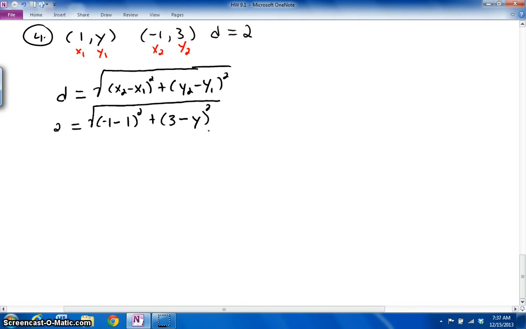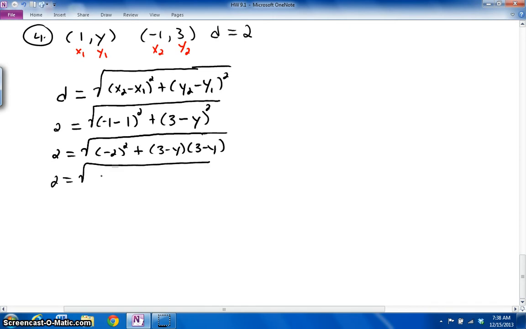Now we're going to simplify some of the math underneath the radical sign so we can solve this. Alright, so negative 1 minus 1 is negative 2 squared plus, since we can't do anything with this, we're going to need to expand this out. So let's go ahead and write that out. 3 minus y times 3 minus y. Because it's squared, we can rewrite it twice that way. So we have 2 equals square root of negative 2 squared, which is 4, plus.